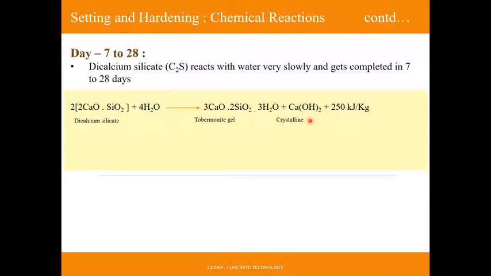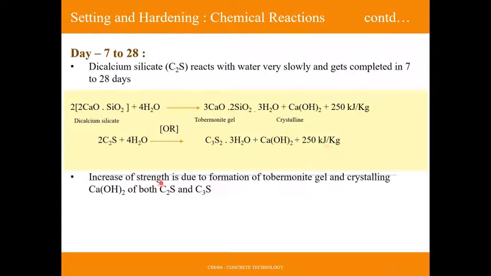When compared with the gels formed due to the tricalcium silicate, dicalcium silicate gels are superior in nature and in properties. It will liberate a lesser amount of heat when compared to tricalcium silicate and tricalcium aluminate, 250 joules per kg. Increase in strength is due to formation of the tobermorite gel, that is CSH gel, and crystalline calcium hydroxide.